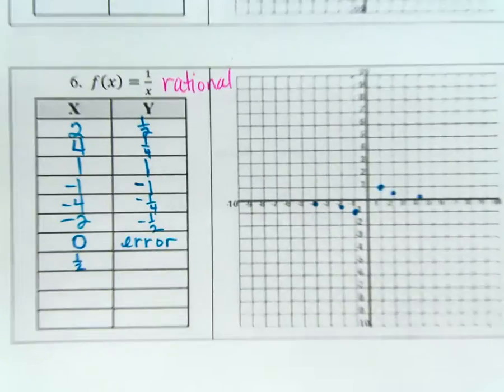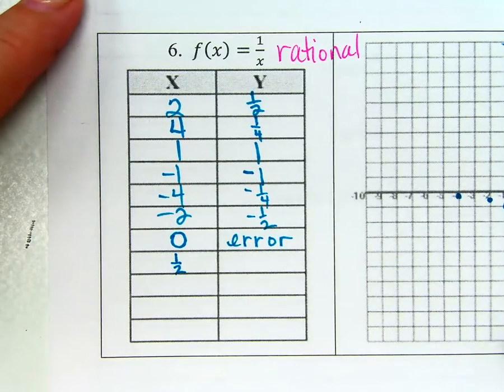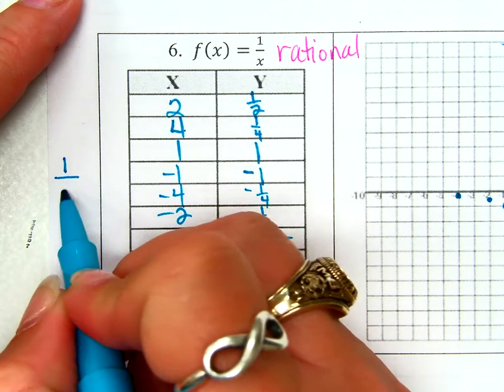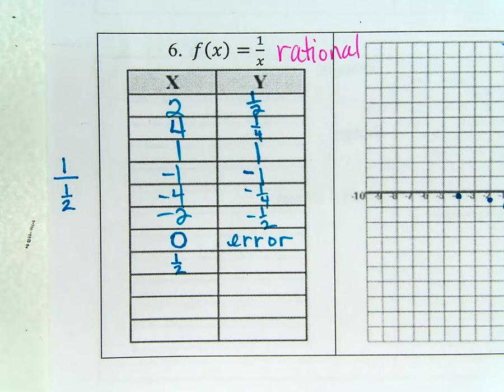Okay? If I choose 1/2 as my x value, watch what happens. 1 over 1/2. Am I allowed to have a fraction in a fraction? No. Let me remind you, there was a lot of guesses earlier today. Let me remind you how we get a fraction out of a fraction. Okay?